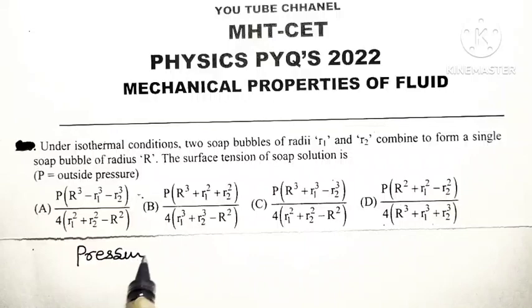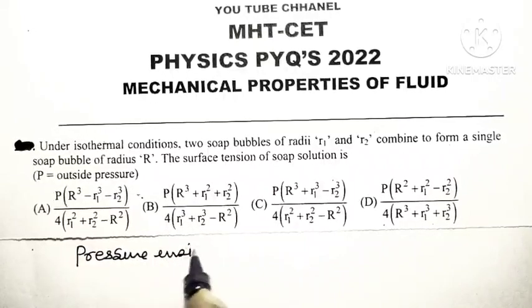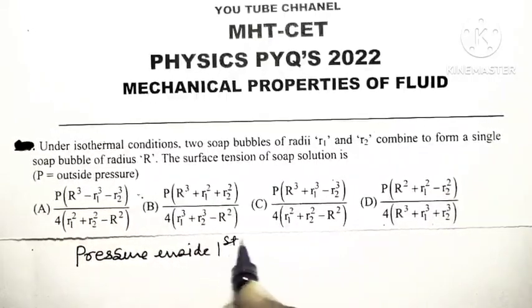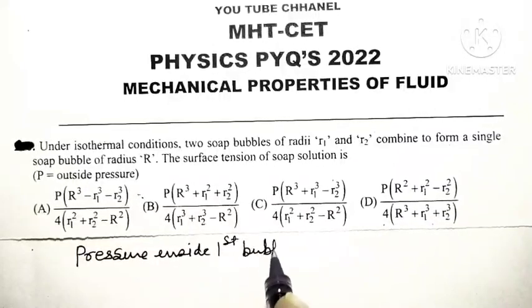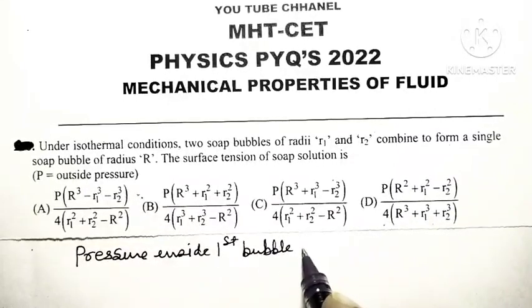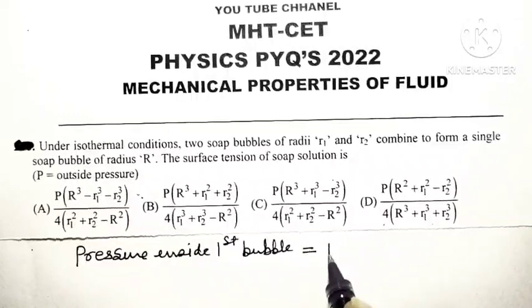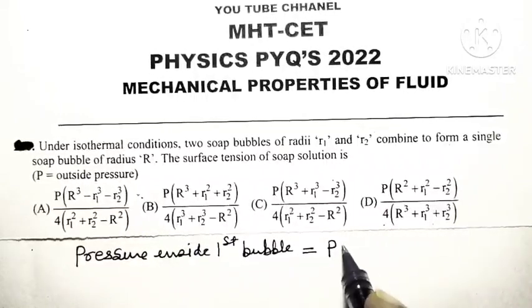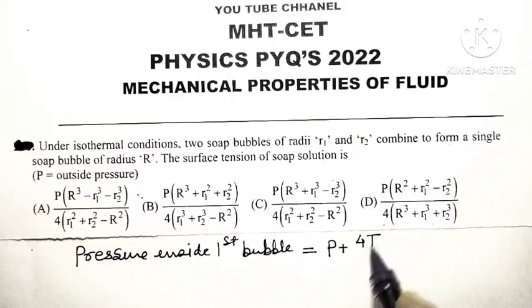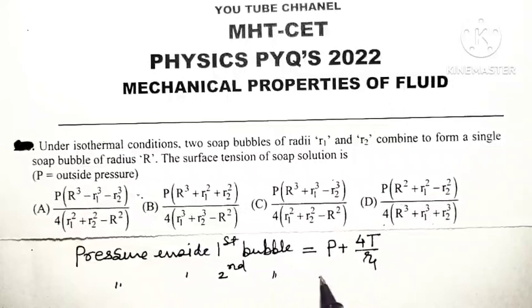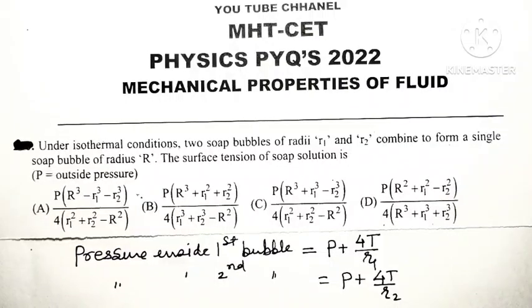The pressure inside the first bubble, P1, is equal to atmospheric pressure plus 4T divided by R1. Similarly, the pressure inside the second bubble is equal to atmospheric pressure plus 4T divided by R2.